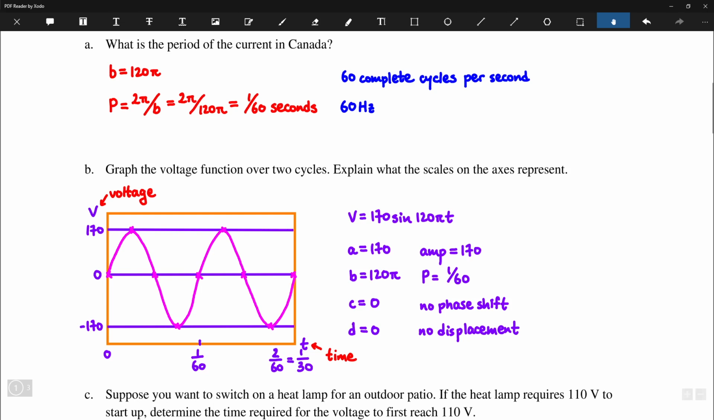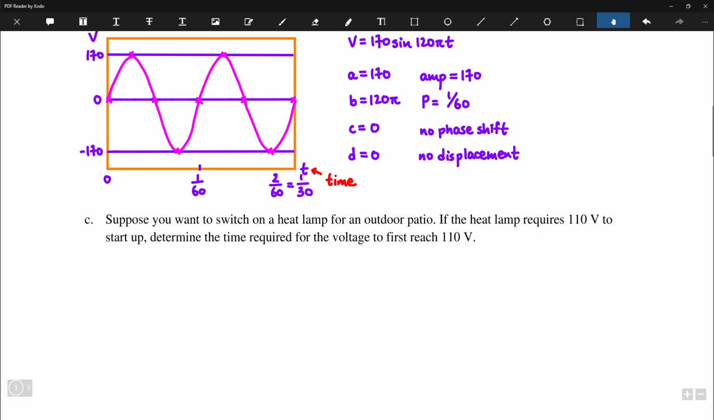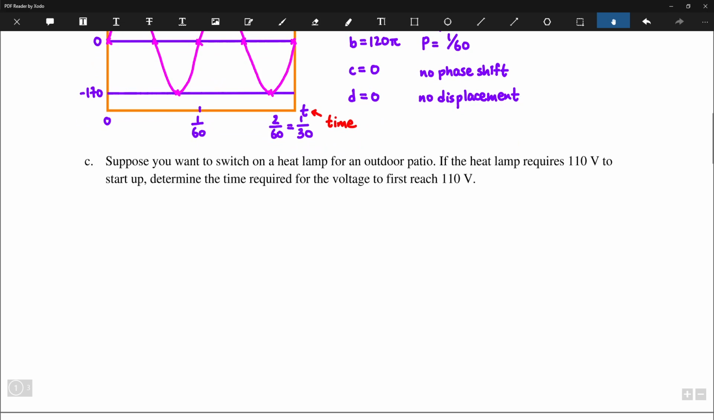Okay, so afterwards we have part C. Suppose you switch on a heat lamp on an outdoor patio. The heat lamp requires 110 volts to start up, so we're looking for the time at which the voltage reaches 110 for the first time. So we'll start with the function. V is equal to 170 sine 120 pi t. And we're looking for when V is equal to 110, so we can just substitute that into here.